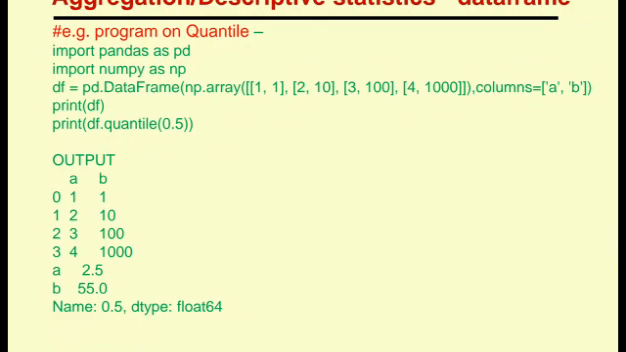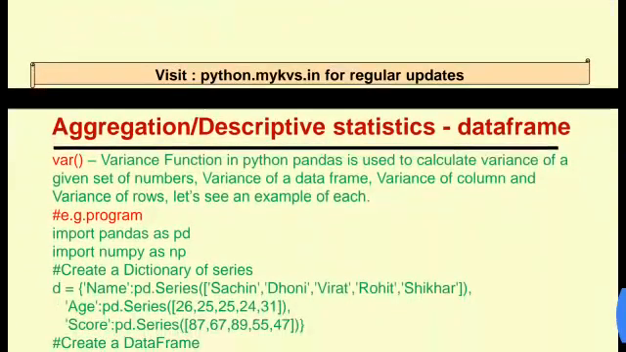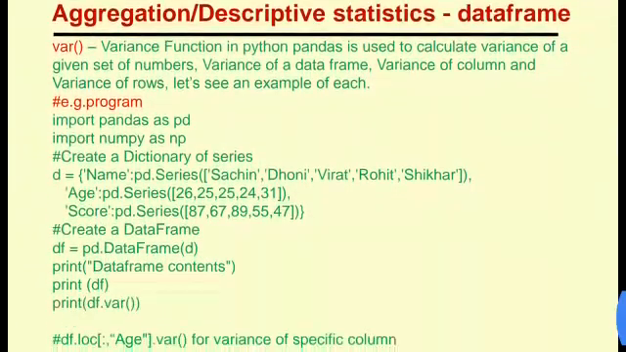This is a small program which I wanted to make clear about quantile. Now further we are going to see about aggregation descriptive statistic data frame. Variance function, this is a function name, so we are using var bracket. Variance function in Python pandas is used to calculate variance of a given set of numbers, variance of a data frame, variance of a column and variance of rows. Now let us see the example of variance, how we are going to use variance in our Python program.